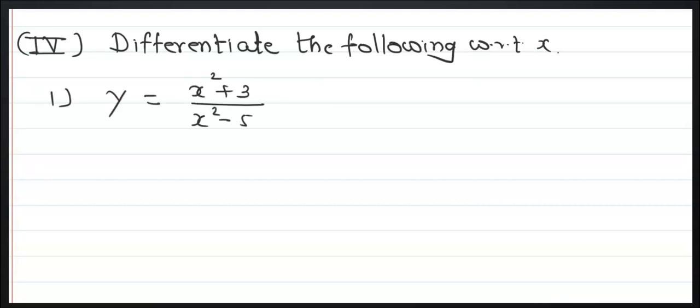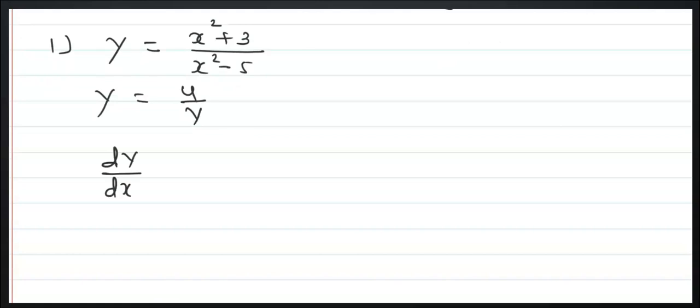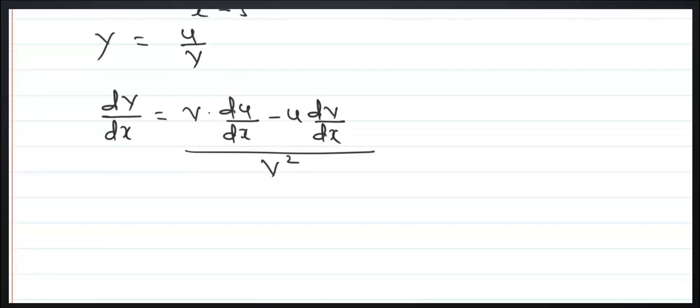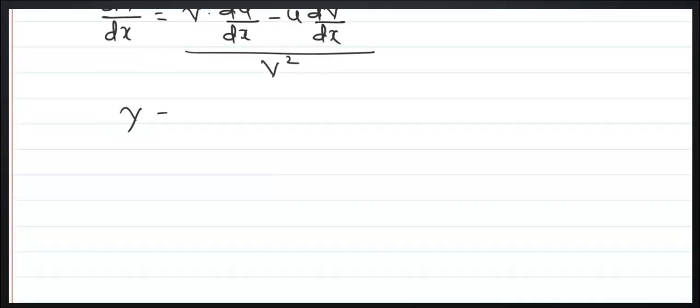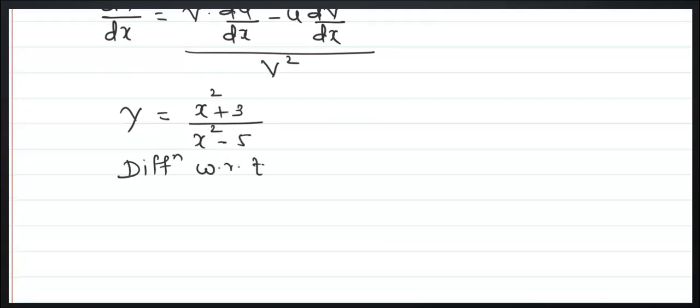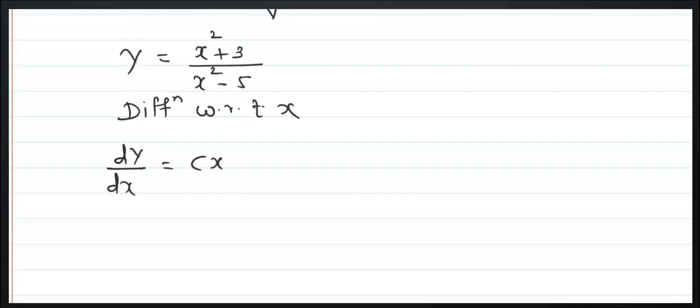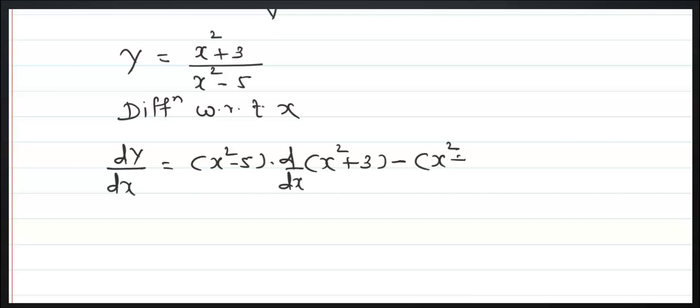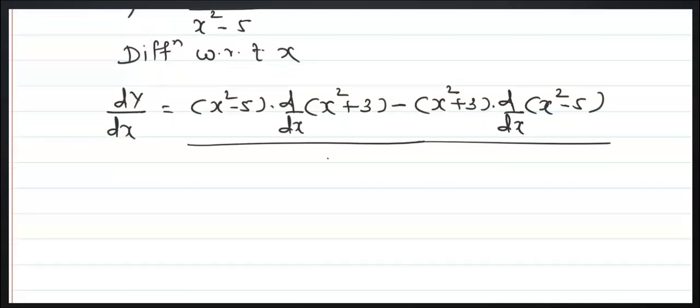Now here we will apply the important rule, the quotient rule. y is equal to (x square plus 3) upon (x square minus 5), that is y equals u upon v. Therefore, dy by dx is equal to (v into du by dx minus u into dv by dx) upon v square. Now differentiate with respect to x. dy by dx is equal to (x square minus 5) into d/dx of (x square plus 3) minus (x square plus 3) into d/dx of (x square minus 5), upon (x square minus 5) bracket square.